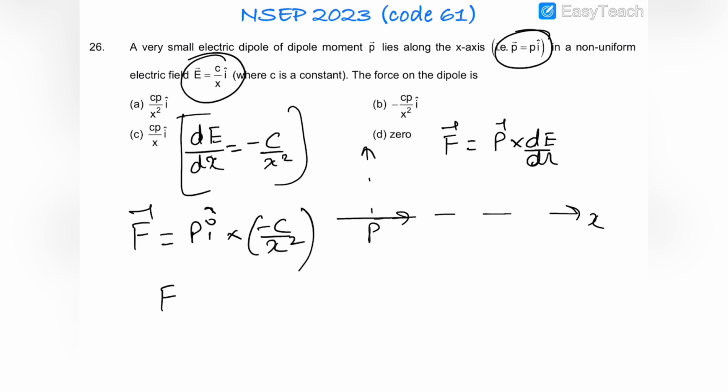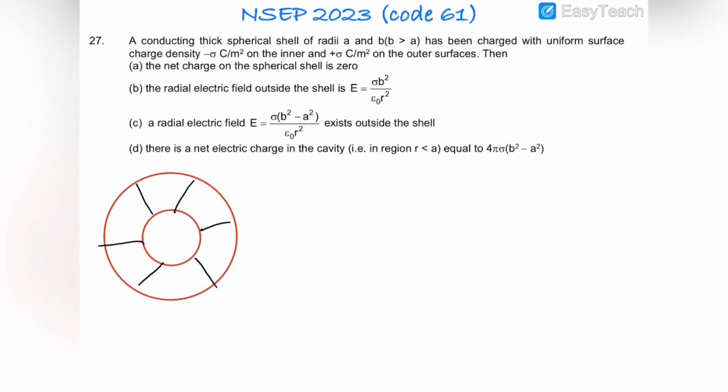So F would be equal to minus PC by x square, direction is i cap, minus i cap. This means that the force acting on the dipole would be towards the negative x-axis, and the correct answer would be B. Now we move on to the next question.